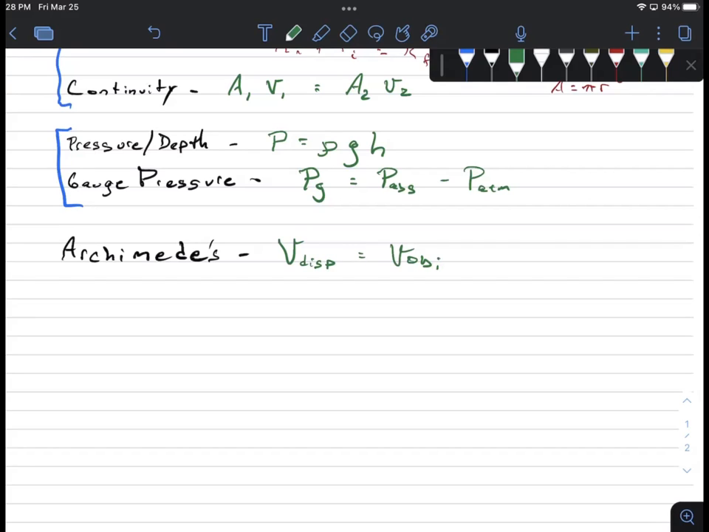Then another relationship we may want is about the buoyant force. When an object is placed into a fluid, it's going to feel a buoyant force. Now, sometimes the buoyant force is large enough to make an object float. Sometimes it's not large enough, and so the object sinks. But no matter what, there's always some buoyant force. And so the buoyant force is equal to, it turns out, the weight of the water displaced by the object.